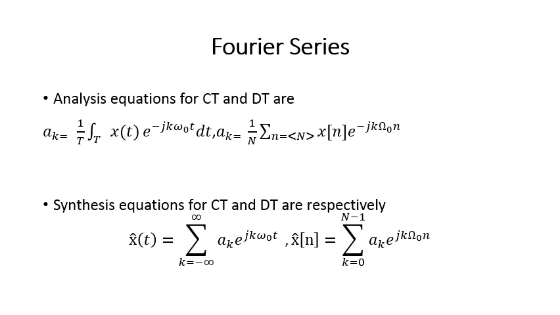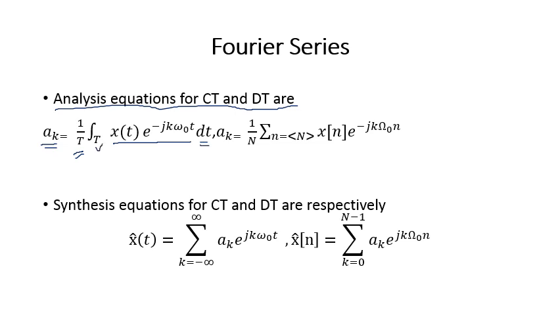In the case of the Fourier series, we have the analysis equation for continuous time and discrete time as a_k. The a_k are the Fourier series coefficients, and this is 1 over T, where T is the period of the periodic signal. The Fourier series is used only when the signals are periodic. In case the signals are non-periodic, we use the Fourier transform. So in the case of the Fourier series, we have a periodic signal, so we multiply by this and integrate over one period, right?